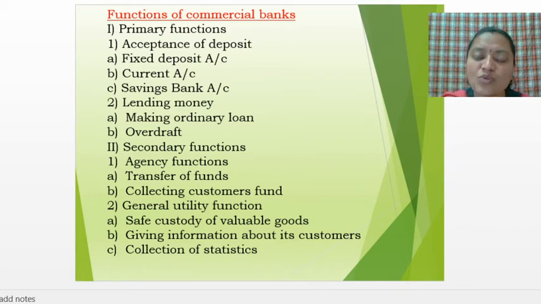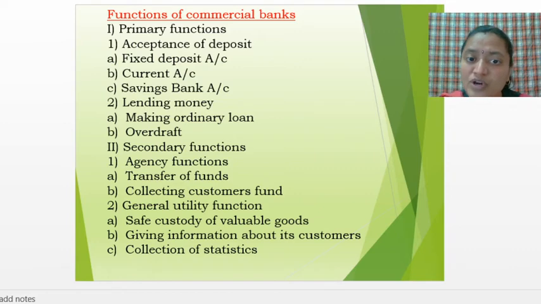Now acceptance, what is the meaning of acceptance? Acceptance means what you are accepting or taking, of whatever the deposits are there. In that, fixed deposit account, current account and savings bank account. Now let us understand each one of them. What do you mean by fixed deposit account? Whatever amount is there, it is there for a fixed period of time.